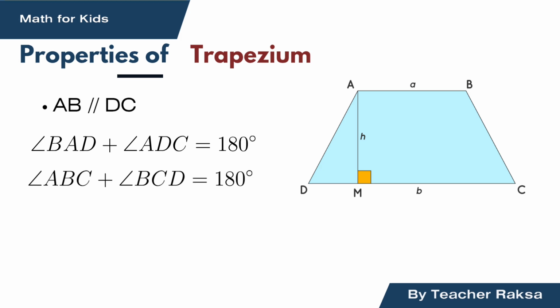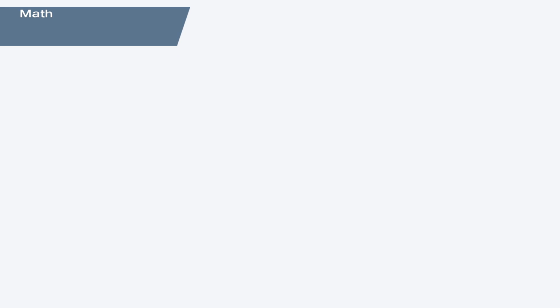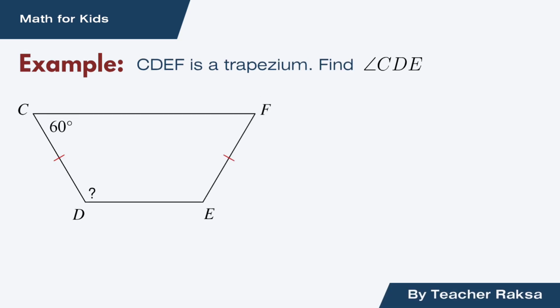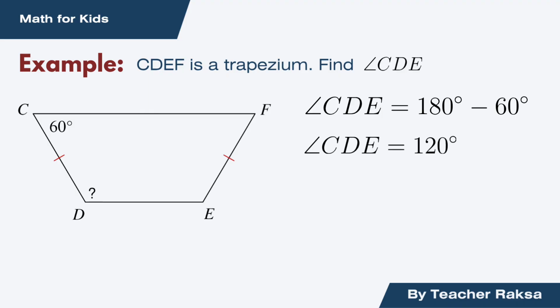Let's apply this rule to a real problem. In this example, we need to find the value of angle CDE. Since the figure is a trapezium, and sides CF and DE are parallel, we know that the adjacent angles between them are supplementary. So, to find angle CDE, we subtract the given angle from 180 degrees. 180 minus 60 degrees equals 120 degrees. Therefore, angle CDE is 120 degrees. And that's how we use the angle property of a trapezium to find unknown angles.